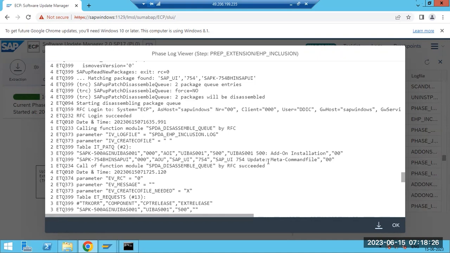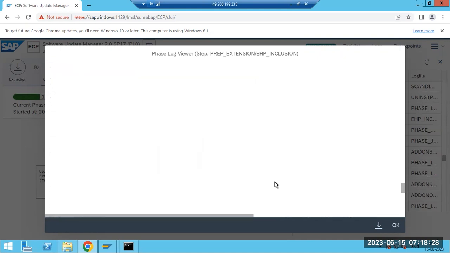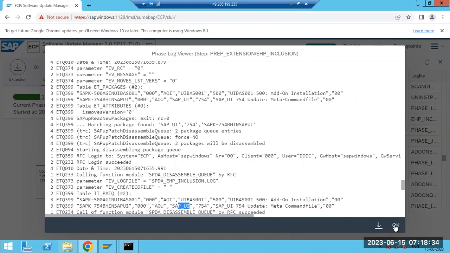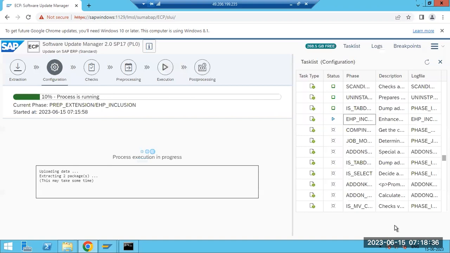SAP UI, bash, RFC succession. All are importing. It's ready now. Nothing to do now. It is taking the ready state, ready for the execution. It's preparing for the packages and everything. It is extracting the packages. It will prepare it, so in the pre-processing, it will start executing.